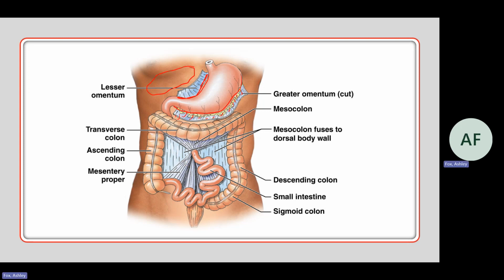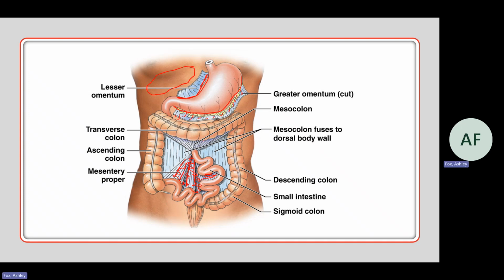This is looking at the small intestine part of it. So we have our mesentery proper is all of this tissue. So you can see it's in between the small intestine and holding it to the posterior body wall. So again, blood vessels, lymphatics, nerves, things that need to get to all the parts of the small intestine are going to go through the mesentery.